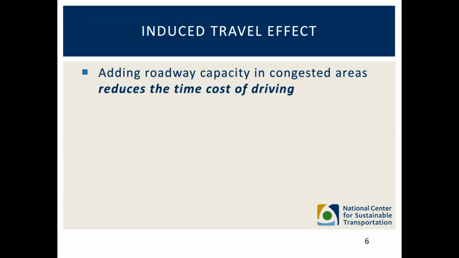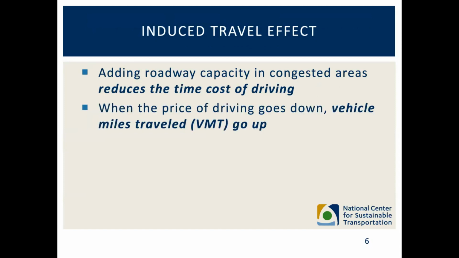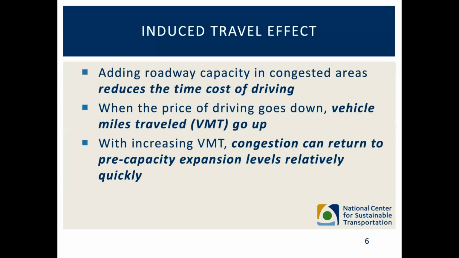So adding roadway capacity in congested areas reduces the time cost of driving. And when the price of driving goes down, vehicle miles traveled, or VMT, go up. And then with increasing VMT, congestion can return to pre-capacity expansion levels relatively quickly. This is called the fundamental law of road congestion, and it has both short-term and long-term elements.